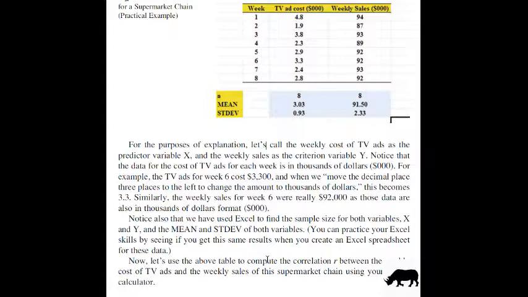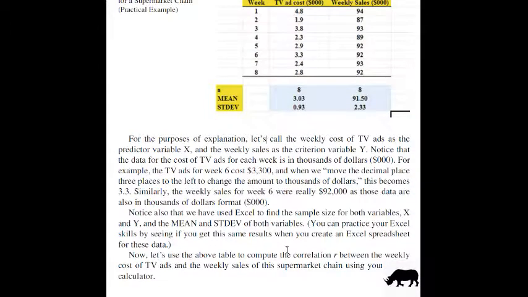Notice also that we have used Excel to find the sample size for both variables, X and Y, and the mean and standard deviation of both variables. You can practice your Excel skills by seeing if you get the same results when you create an Excel spreadsheet for these data. Now, let's use the above table to compute the correlation R between the weekly cost of TV ads and the weekly sales of this supermarket chain using your pocket calculator.